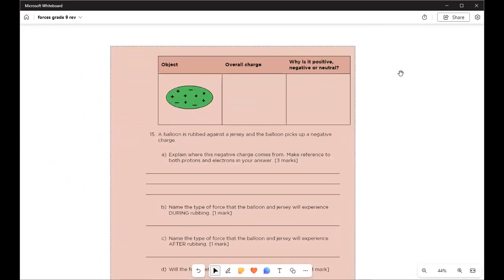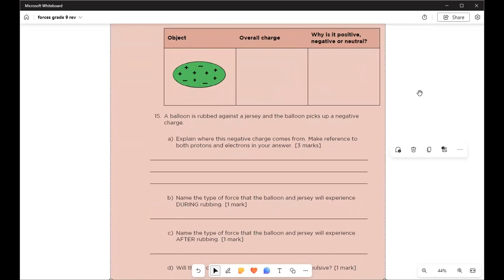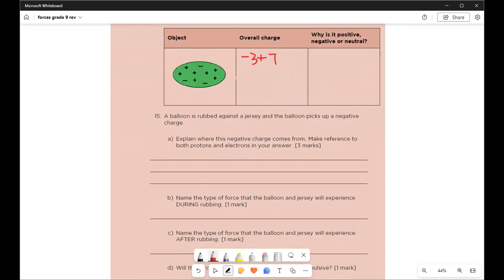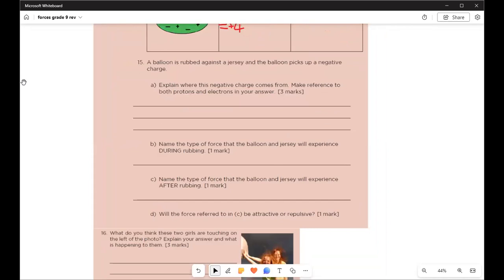Okay, let's check this one. Check the negatives. 1, 2, 3. So it's -3, positives +7, which becomes +4. So you're going to say this is positively charged, as we have an excess of protons or positive charges. There are more positive charges than negative charges. That is perfect. Now we can move on to the next question.